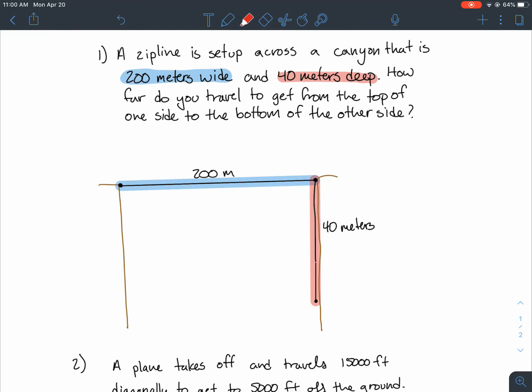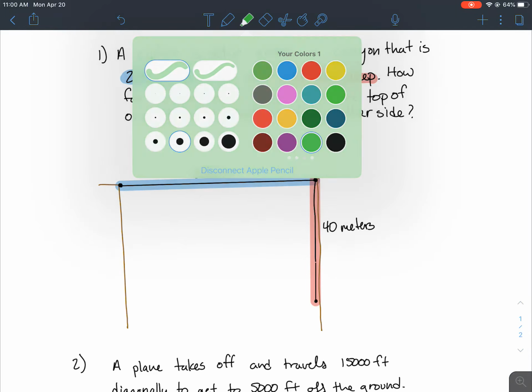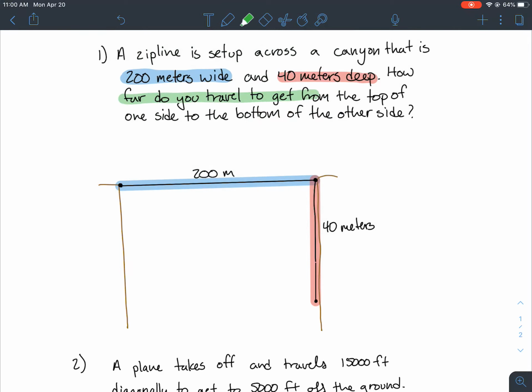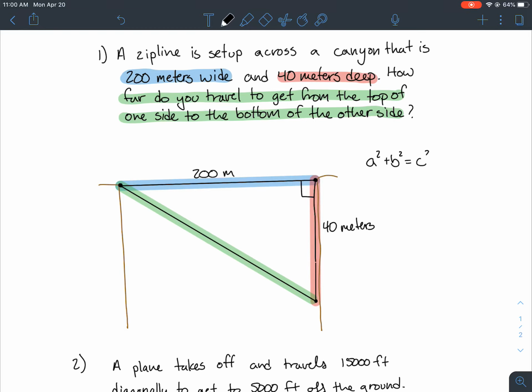So there's two things, and now what we're trying to find is how far do you travel to get from the top of one side to the bottom of the other side. So what we're really trying to find is, what is this distance? How far are we going to travel across this canyon to get from that start point to the ending point? And you can see that by drawing this, we now have a right triangle. So if you remember, our a squared plus b squared equals c squared, where c is always the hypotenuse.